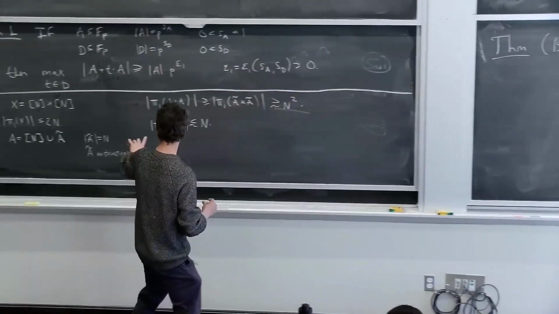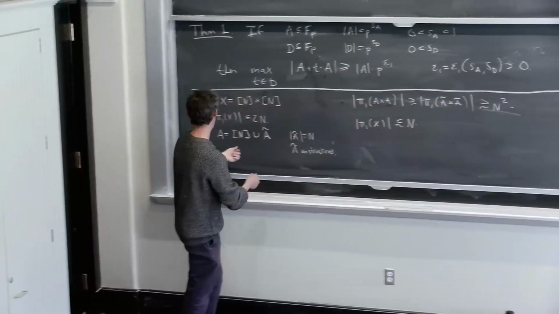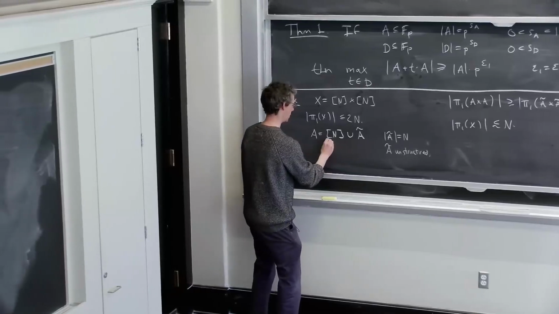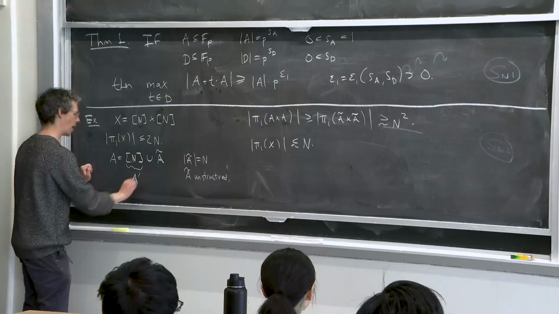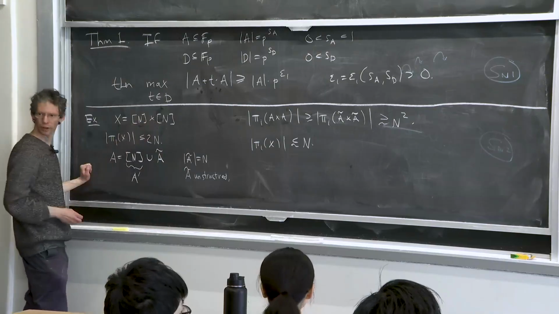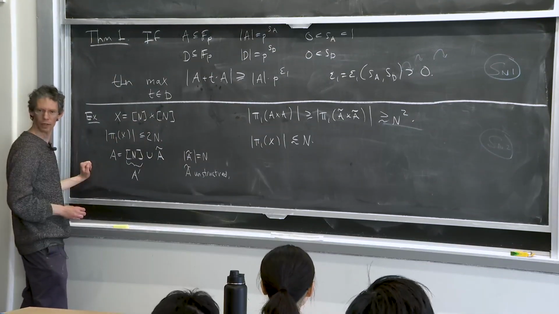So in this example here, this part here would be the A prime. And it would be symmetric in the B prime, and A prime and B prime would both be this.